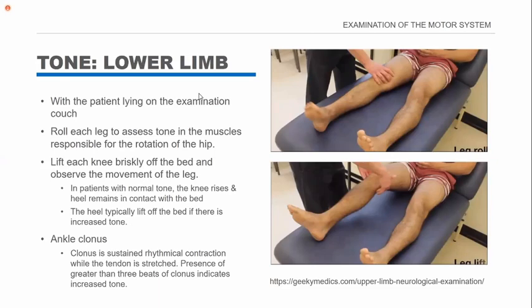While examining tone in the lower limb, you ask the patient to lie comfortably on the couch and relax. Roll each leg to assess the tone in the muscles. Lift each knee briskly off the bed and observe the movements of the legs. In patients with normal tone, the knee rises and the heel remains in contact with the bed. When the tone is increased, the heel typically lifts off the bed. Then we also look for ankle tone.